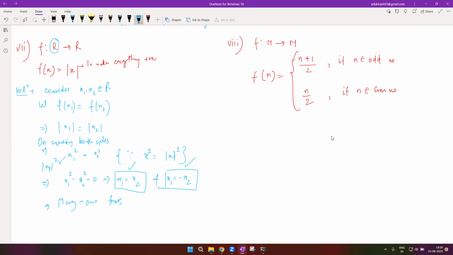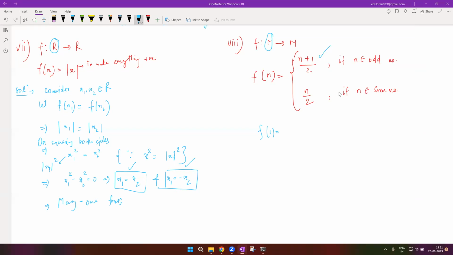So for example, you want to find f1. What does this mean? We are putting n as 1. See, the domain is natural numbers only, so we can only put natural numbers here. We can put n as 1, 2, 3, 4, 5, 6, up to 100 or whatever value you want. Now, if I want to find f1, I am giving n the value 1. And is 1 an odd number or an even number? An odd number. So f1 will be calculated according to this formula.